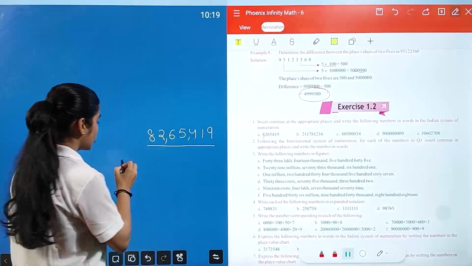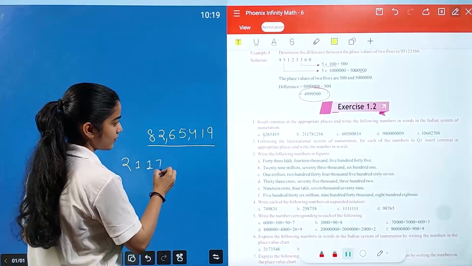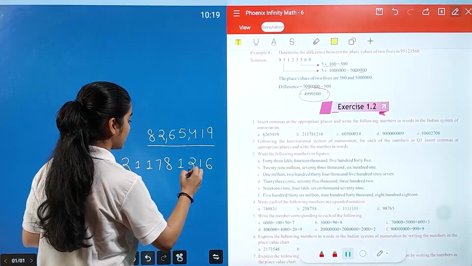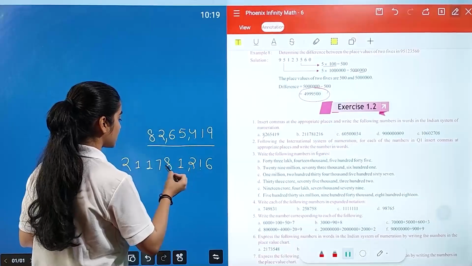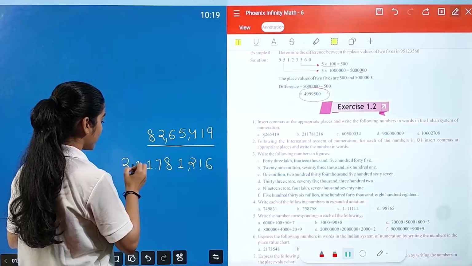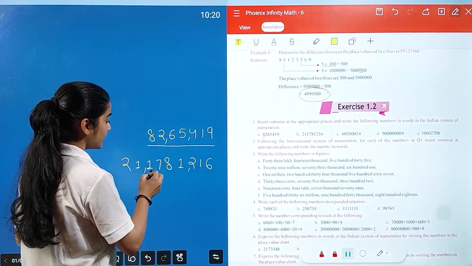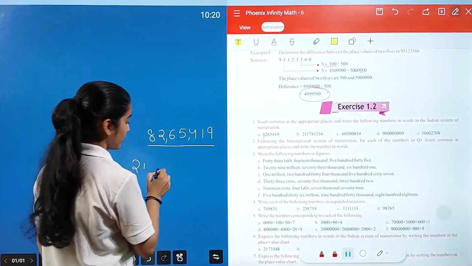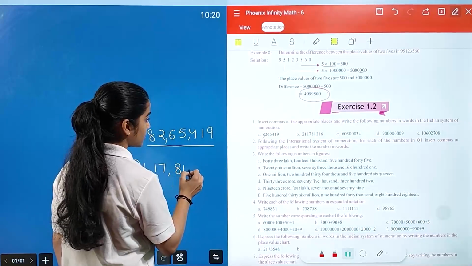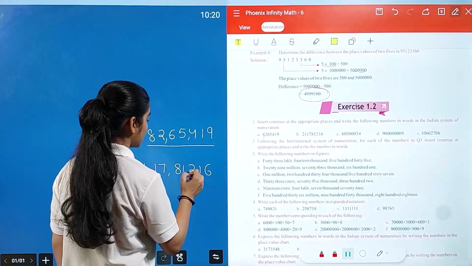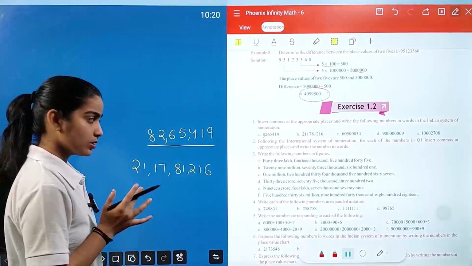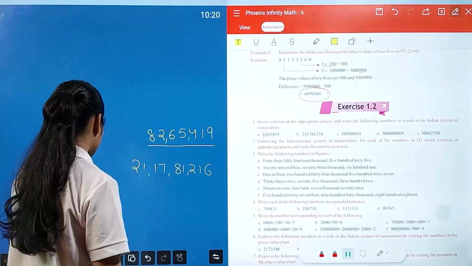So next we have 2, 1, 1, 7, 8, 1, 2, 1, 6. Ones, tens, 100. After 100, 1,000, 10,000, 1 lakh, and 10 lakh. After 10 lakh, we have crore and 10 crore. So 21 crore, 17 lakh, 81,216. This is your answer. Next, 3 parts you have to give it a try and solve it as I do similarly.